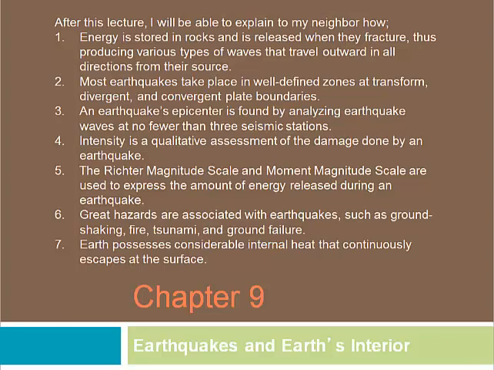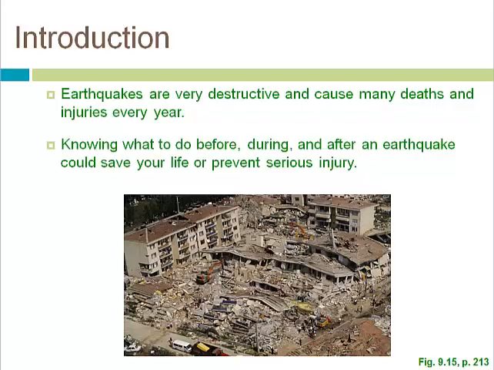So here we show a picture probably from Turkey or somewhere in the Middle East where there was an earthquake, and I'm sure a lot of people died because these buildings collapsed. They look like apartment buildings, and that's often a result of their building codes. But we know that earthquakes are very destructive. They can cause many deaths and injuries, and they do every year.